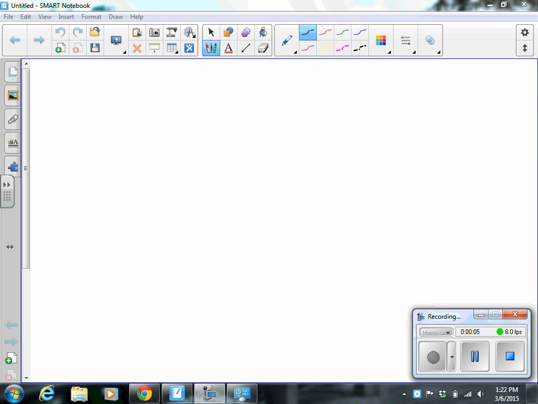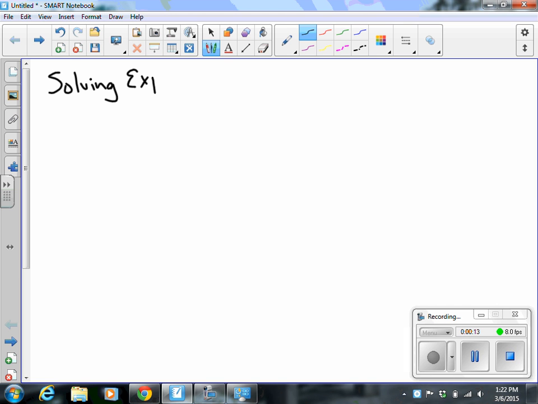This lesson is going to be about solving exponential equations when our exponent has a variable in it. And with this process, we're always going to be using the log of base 10. So I'm not even going to put the 10 there, I'm just going to put the log.